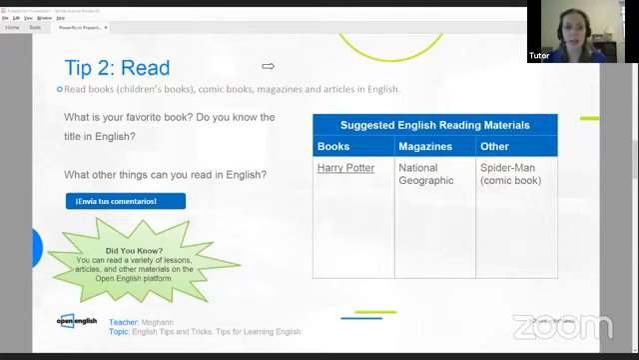So let's look at tip number 2. Y hola, bienvenidos a todos. Estamos estudiando consejos para aprender inglés juntos con Open English Mode. We are studying tips for learning English together with Open English Mode.